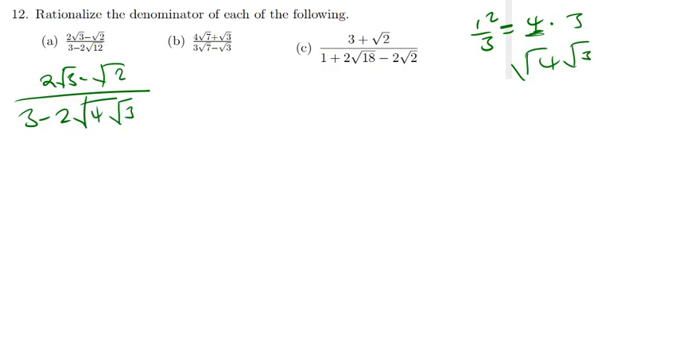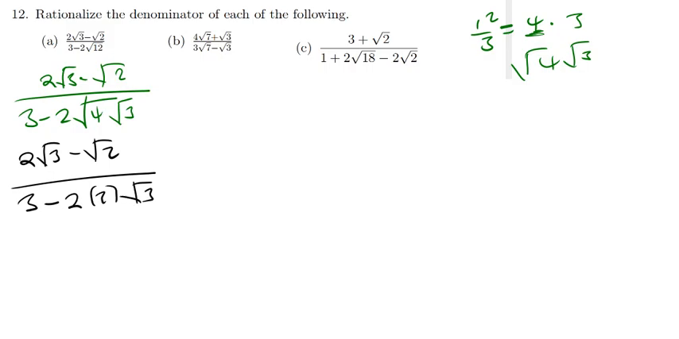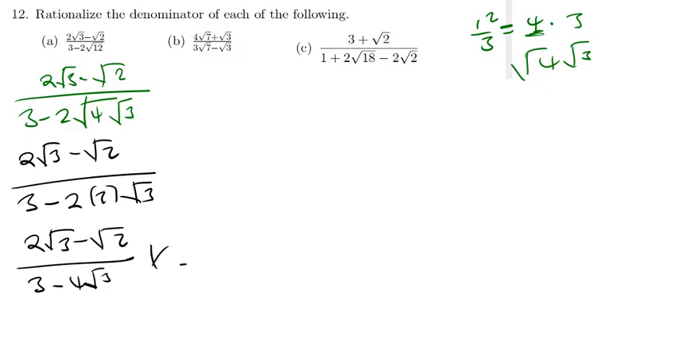Just continue, sir. So 2 root of 3 minus root of 2, divided by 3 minus 2, the square root of 4 is 2, root of 3. So 2 root of 3 minus the root of 2, then I'll divide this by 3 minus 4 root of 3. Now I can go ahead and rationalize the denominator. I'll do times 3 plus 4 root of 3, over 3 plus 4 root of 3. Now we can do times.